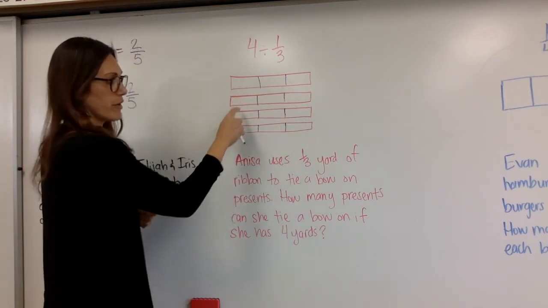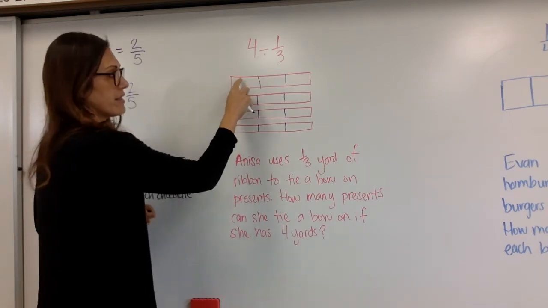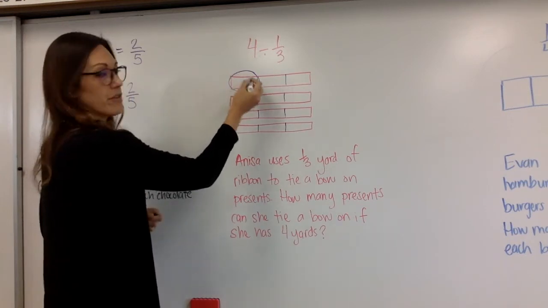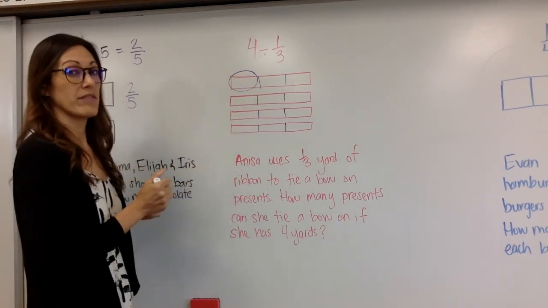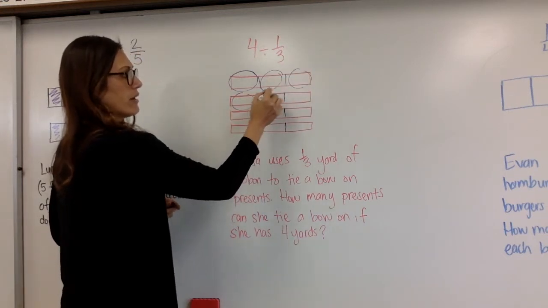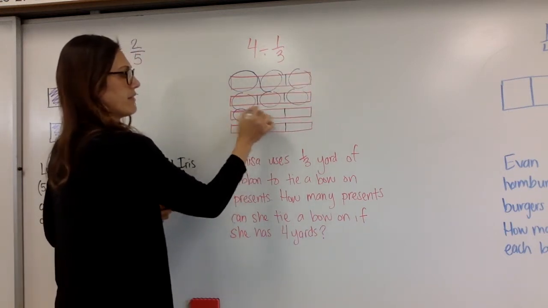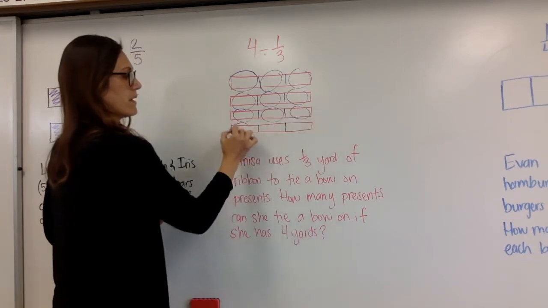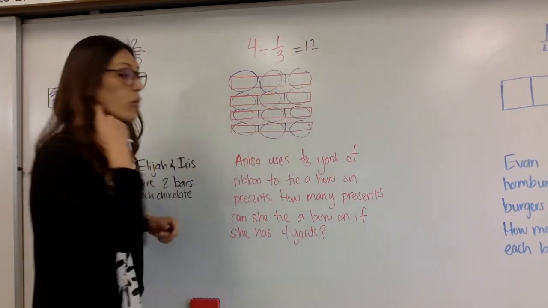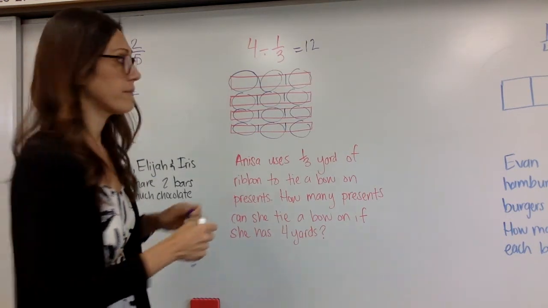Okay, so this is her 4 yards of ribbon, and this is how much it takes to make 1 bow, 1/3 of a yard. So I'm going to count how many of those I have. 1, 2, 3, 4, 5, 6, 7, 8, 9, 10, 11, 12. There would be 12 presents that she can tie a bow on.